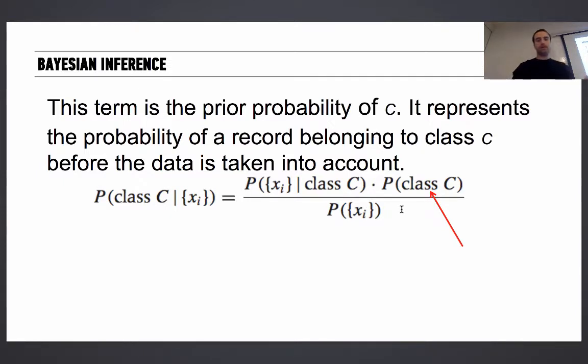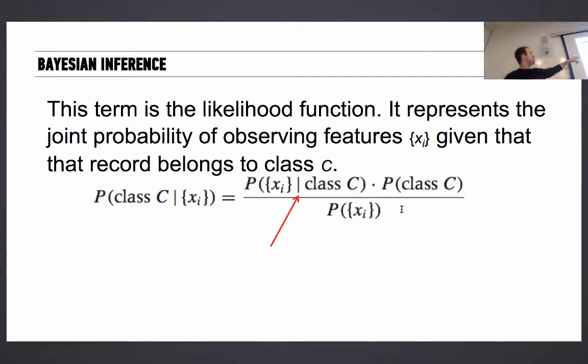It's a prior probability. This term is called the likelihood function. The likelihood function represents the probability of observing those features given that you're in that class. So assuming you're a versicolor, what's the probability that your sepal length is this, your petal length is that, your sepal width is this? Assuming that you are a versicolor. Assuming you're going to default, what's the probability that your balance is this high?